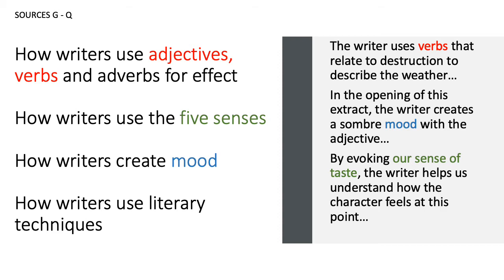And I want to reassure you that the way these sentences have been constructed is along the lines of what you need to do for question 3. So there's not a huge difference, it's just that your topic changes slightly. So if you look at that second sentence, for example, where it says in the opening of this extract, the writer creates a somber mood with the adjective blah blah blah, that's the sort of thing that we're going to be able to do in question 3. So you're already on the right track.